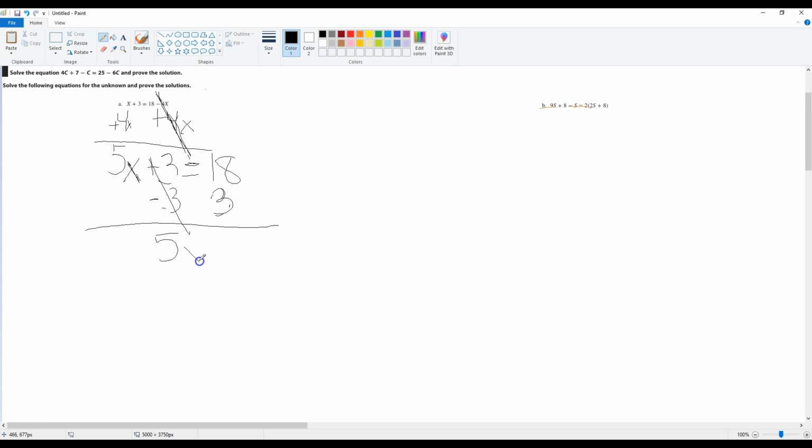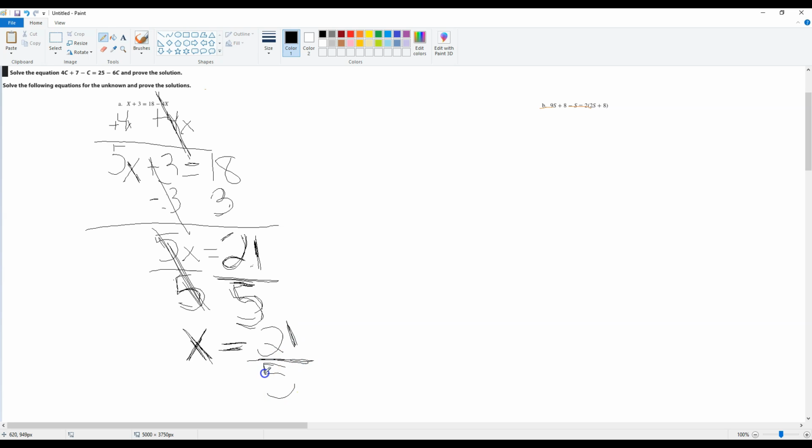So I've got 5x equals 21. Then I'm going to divide each side by 5 to get my x alone. So we're going to cancel out the 5s. We're left with x equals, and you can leave this as a fraction, or you can give me a decimal, it doesn't matter, 21 over 5. So that's the answer for that one.